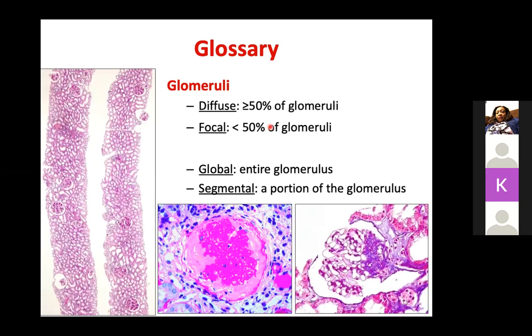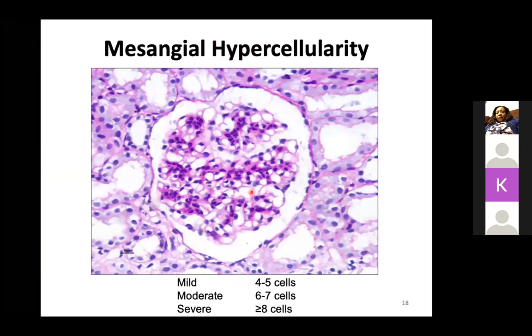So, focal and diffuse lesions. Let's see. If I count these glomeruli, and only 2 glomeruli are affected, I will call this a focal disease. If more than 50% of the glomeruli are involved, I'll say it's a diffuse disease. Global is when the whole tuft is involved. If only a segment of it is involved, it is segmental disease. Is that right? Okay. Then mesangial hypercellularity.